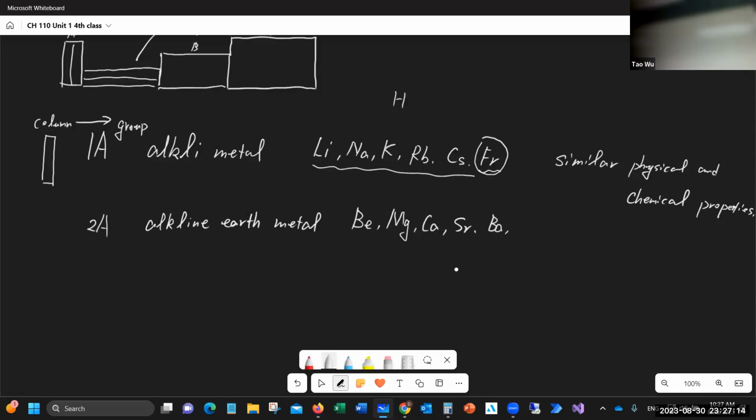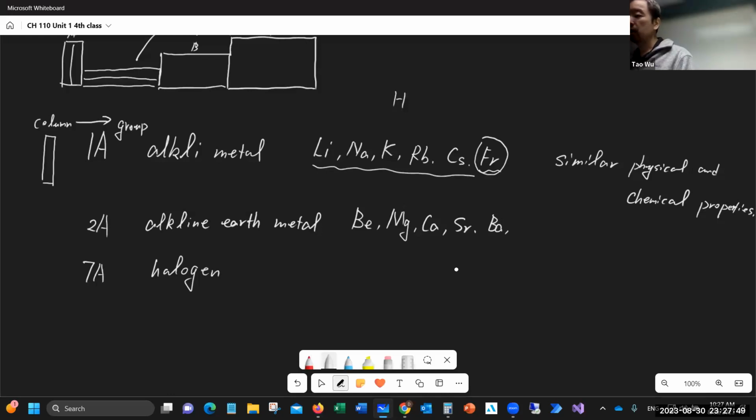Next, we're not going to talk about 3A, 4, 5, 6. Then we're talking about 7A and 8A. 7A has another name. It's called the halogens. The 7A elements are all diatomic. I already talked about what diatomic is, right? It's an element, but made of the same two atoms together as a molecule. So those are diatomic elements.